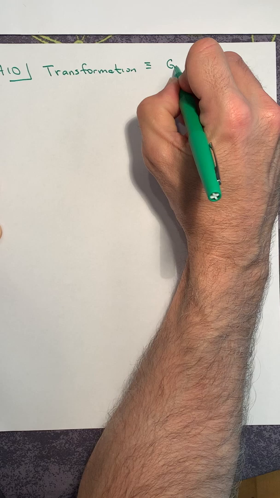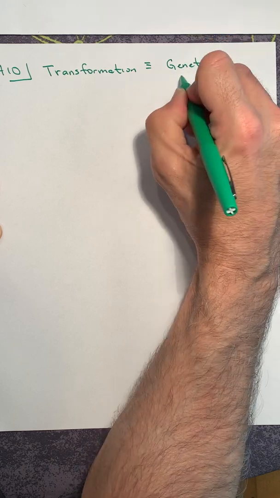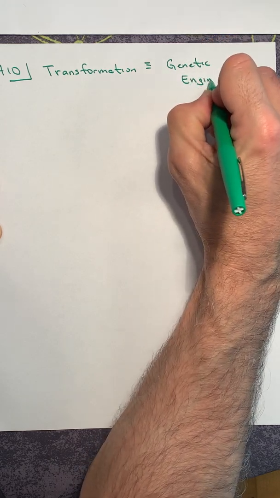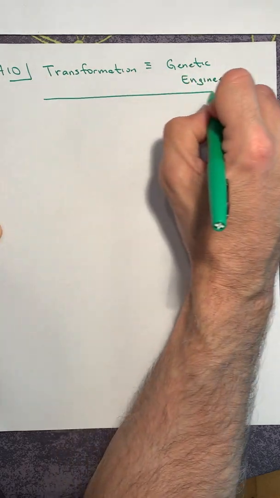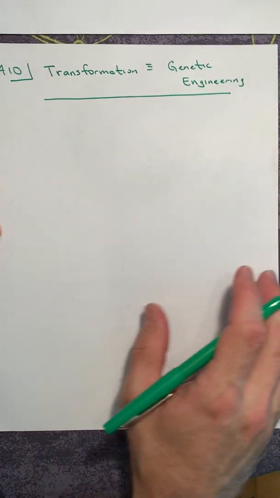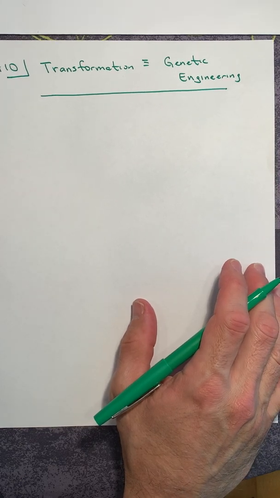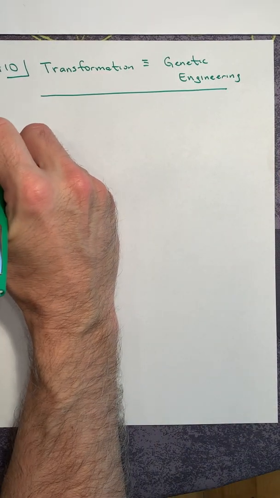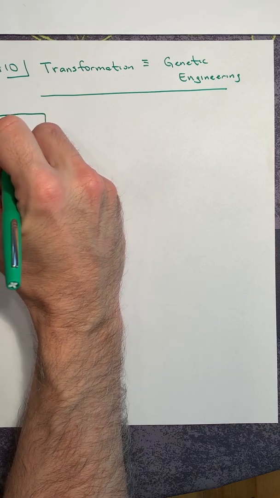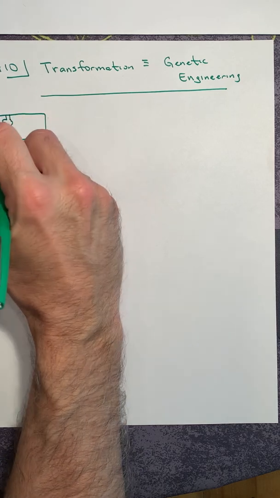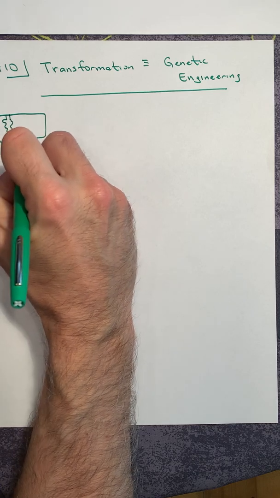which is the same as genetic engineering. And this is an extremely common lab procedure. It's been around for about 20 years now. So you have your bacterial cell. Here's your Escherichia coli.